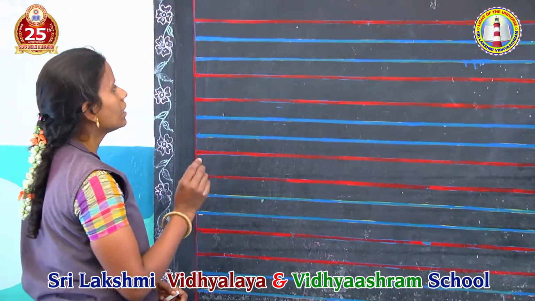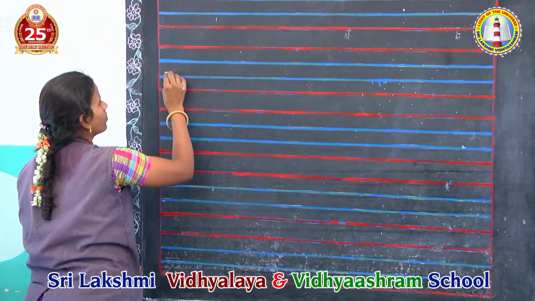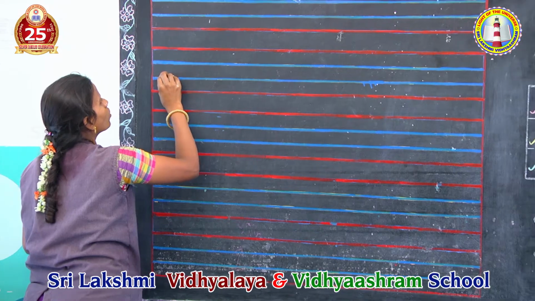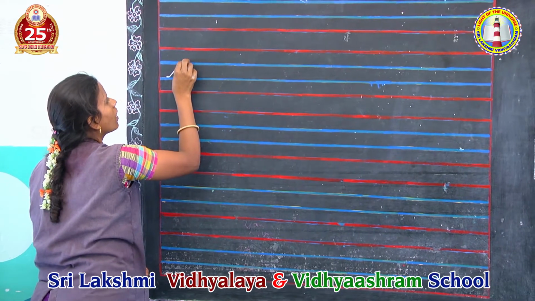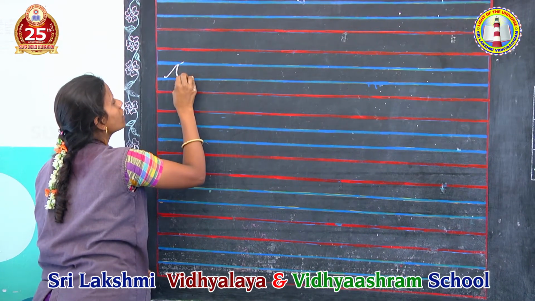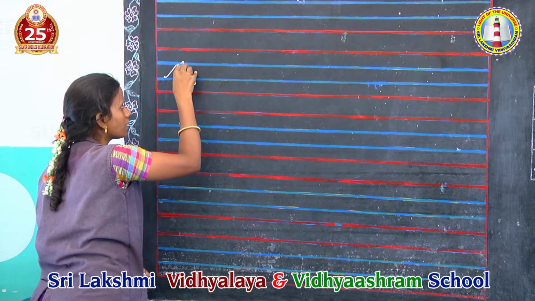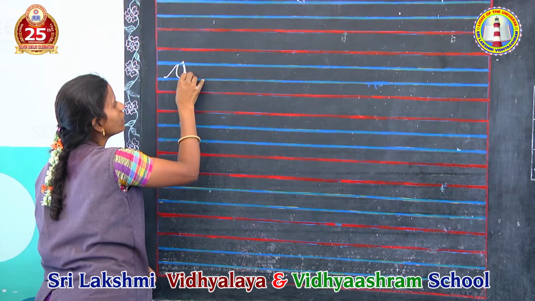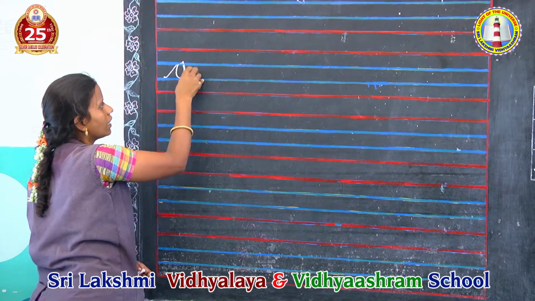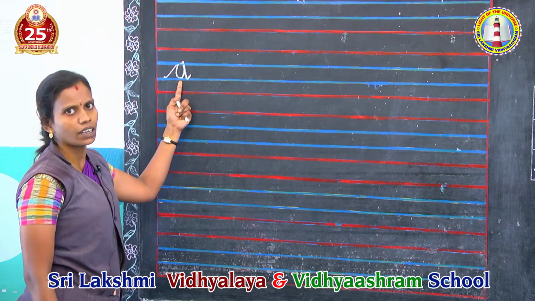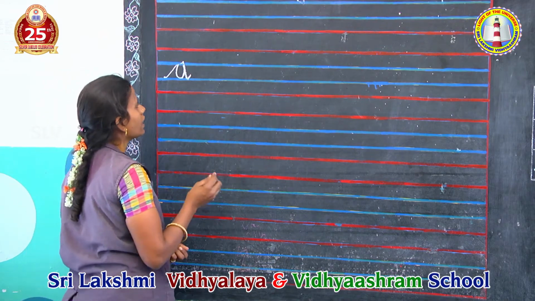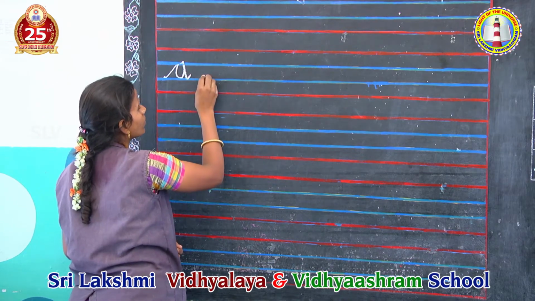How to write the letters? Draw a stroke line and then make a circle and then another one standing line and then small slanting line. It's called A. Next, we write the letter B.